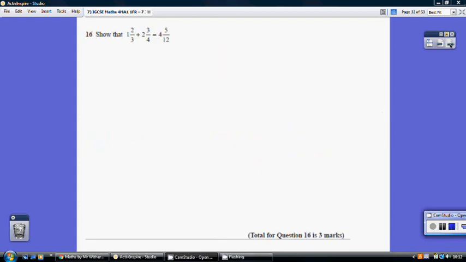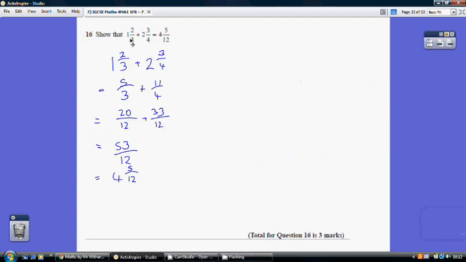Question 16. So we're going to focus on the left hand side, work out what this is, and show that it's what we've got on the right hand side. So we're going to work out 1 2/3, add 2 3/4. So start off by making them top heavy fractions, improper fractions. So 1 2/3 is 5/3, because 1 times 3 is 3, and add the 2 is 5. And 2 3/4 is 11/4, because 2 4s are 8, add the 3 to get the 11.